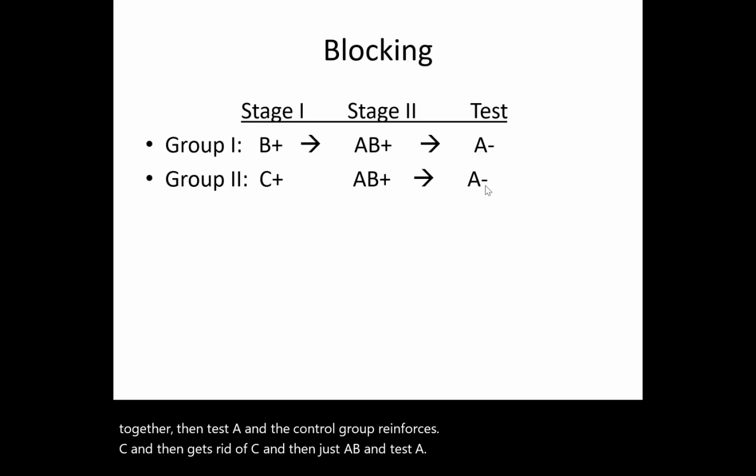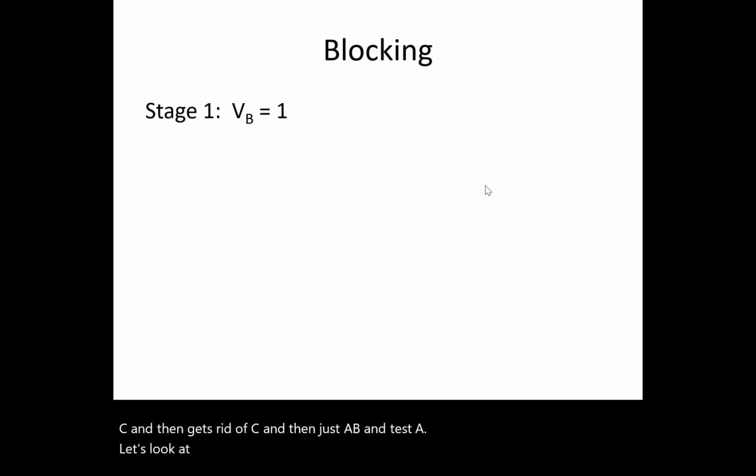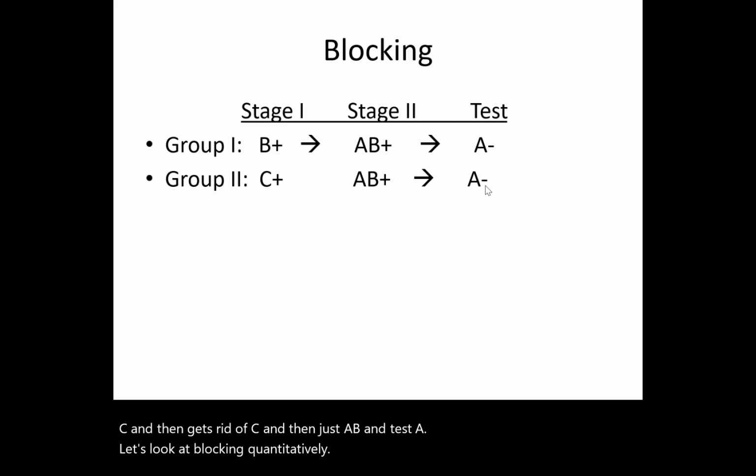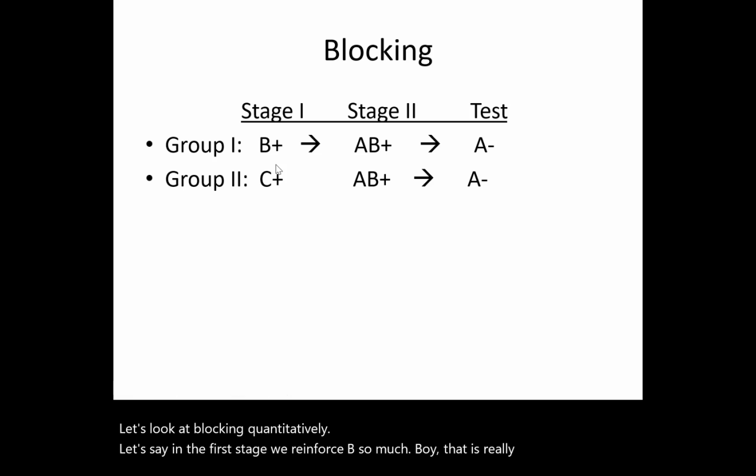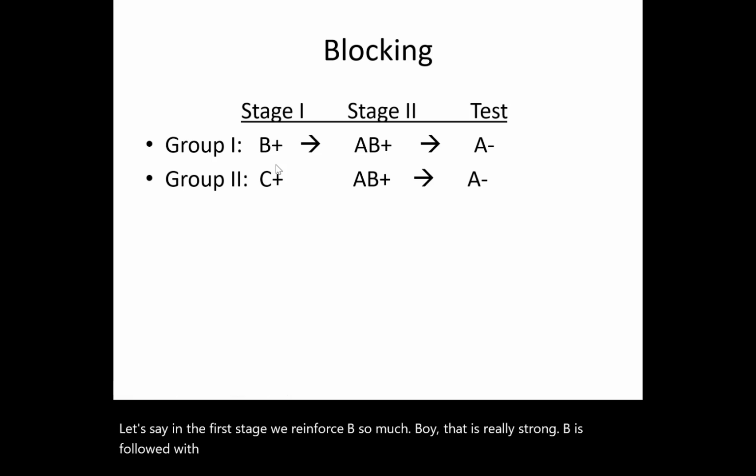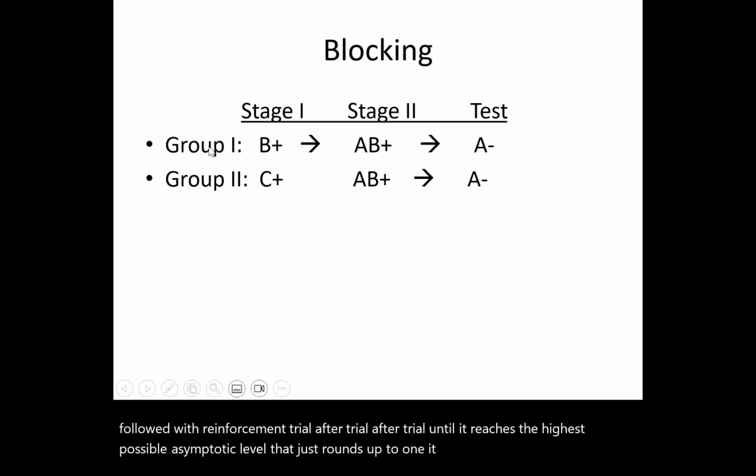Let's look at blocking quantitatively. Let's say in the first stage we reinforce B so much, boy, that is really strong. B is followed with reinforcement trial after trial after trial until it reaches the highest possible asymptotic level that just rounds up to 1. It is a perfect predictor of reinforcement.